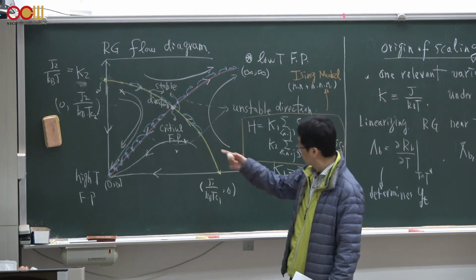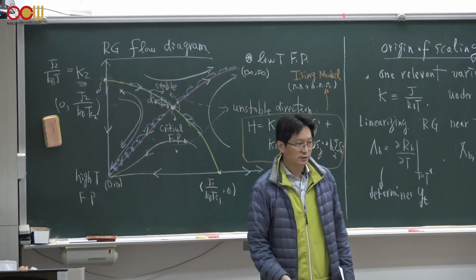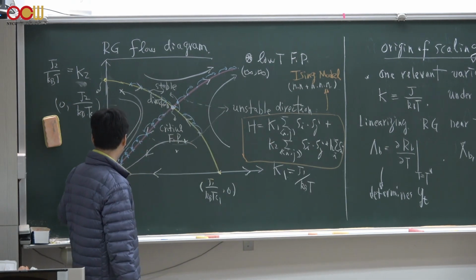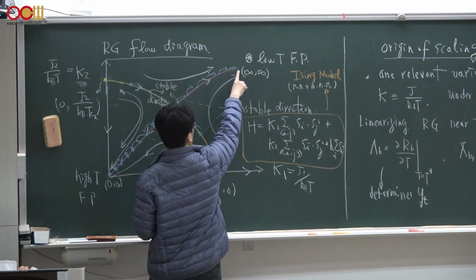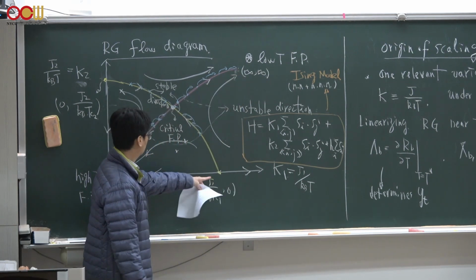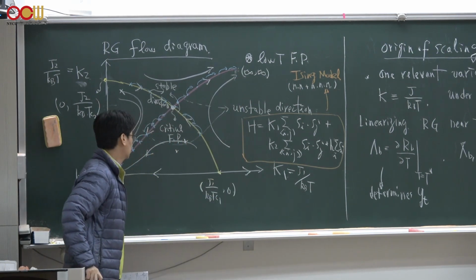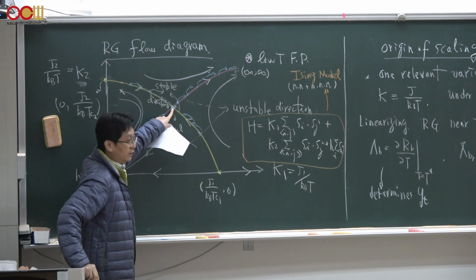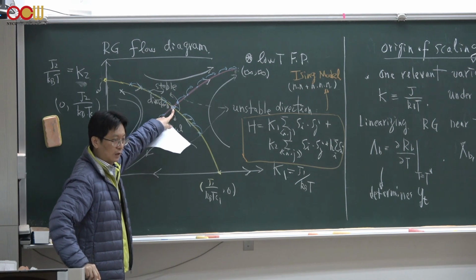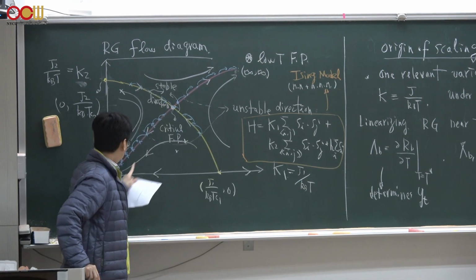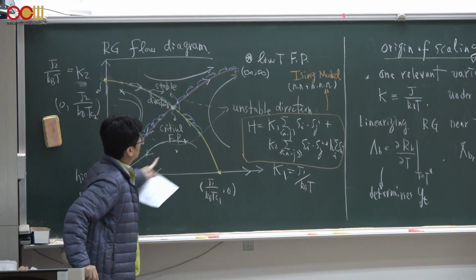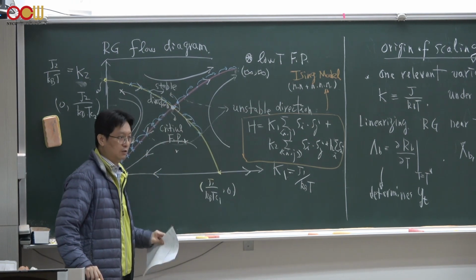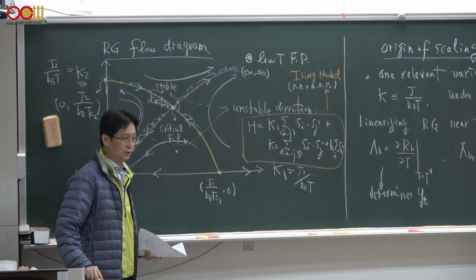These fixed points characterize the phases. For example, 0, 0 is the high temperature phase, and infinity, infinity is the low temperature phase, and these two are the nearest neighbor and next nearest neighbor Ising critical points. But this special point in the middle is the critical fixed point. It describes neither the 0, 0 high temperature phase nor the low temperature phase, but it is the critical point separating these two stable phases.